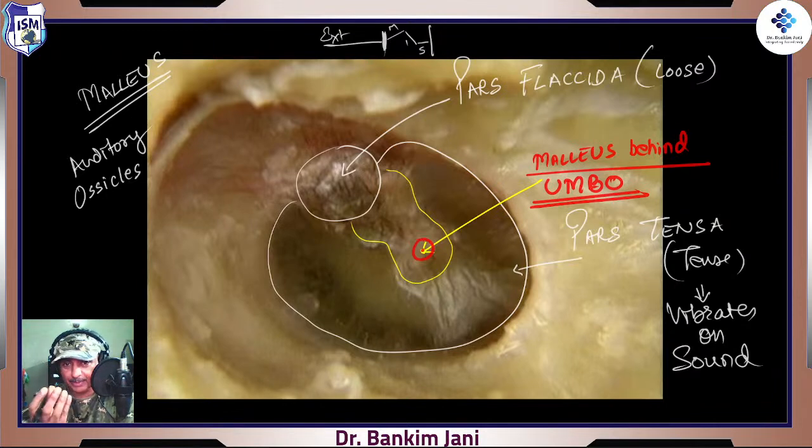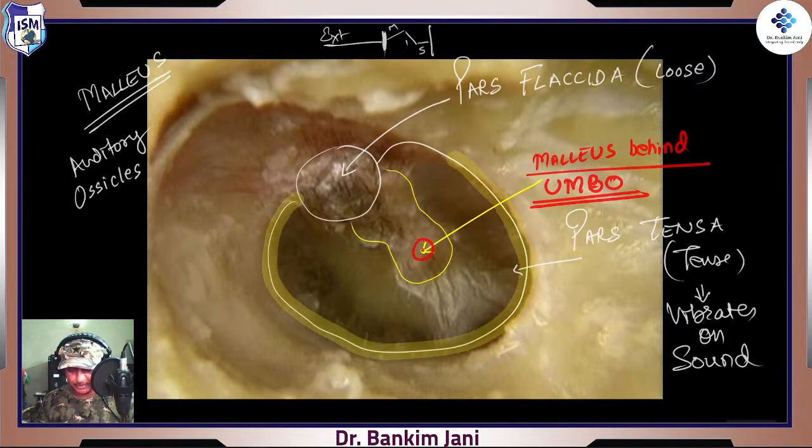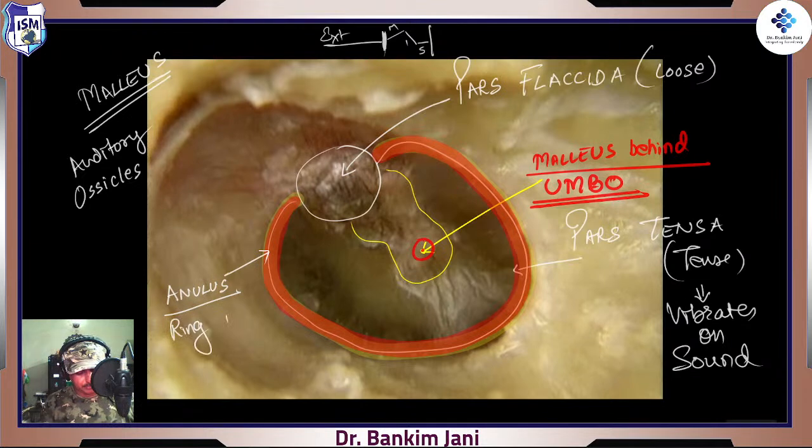This entire tympanic membrane is sort of as if it is hanging on the entire side over here. On its periphery there is connective tissue. All the way, this is connective tissue. It is like a ring. So anything which is like a ring is called annulus. So this is a ring of connective tissue. That's how our tympanic membrane is at this point.